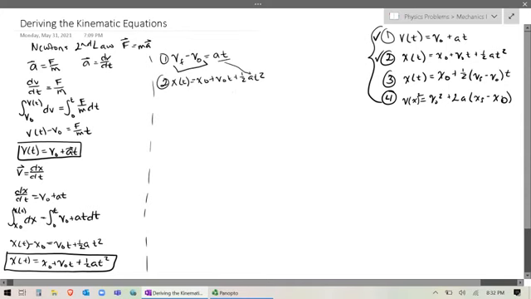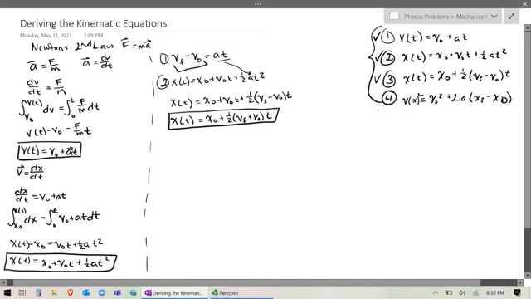this in there, and that gives us x(t) is equal to x naught plus v naught t plus 1/2 (v final minus v naught) t, and then we notice we got a negative 1/2 v naught t and a positive v naught t, so we're going to simplify that, and we get x(t) is equal to x naught plus 1/2 (v final plus v naught) t, and this is our third kinematic equation.